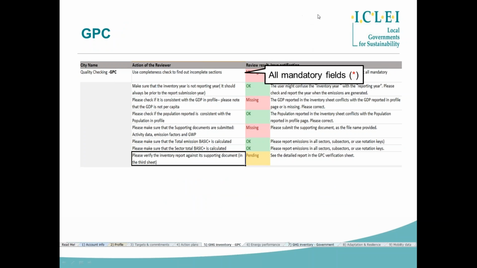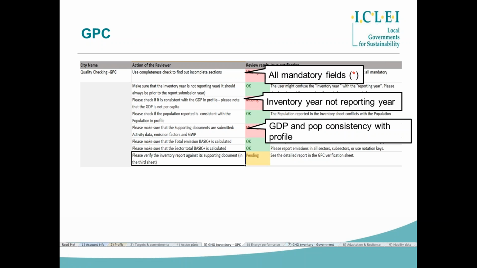Now let's go to the GPC. Here, the mandatory fields: inventory year, reporting period, indication that the geographic boundaries meet the administrative boundaries or not, area covered by the inventory, population, GDP of the inventory, tool or calculator used to generate the inventory, indication of verification by a third party or not. So here we are going to be looking also that the inventory year is not the same as the reporting year, and that the GDP and the population are consistent with what was reported in the profile section.